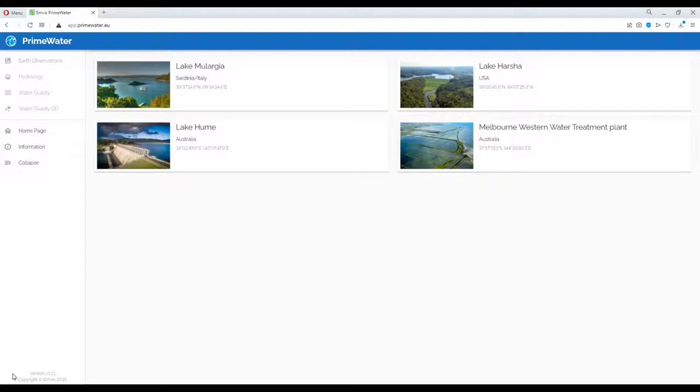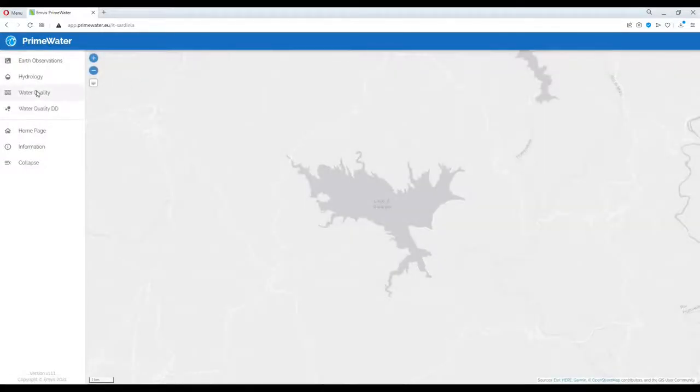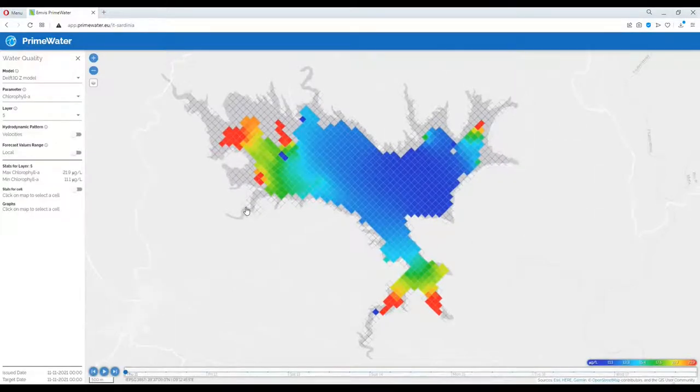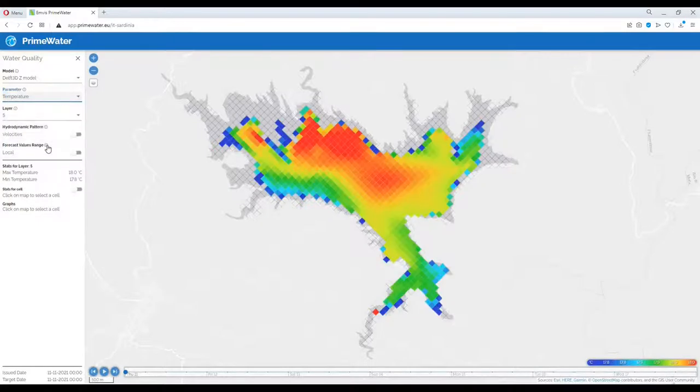Moving further down the modeling chain, we have reservoir water quality forecasting provided by ENVIS. This is the Mularia reservoir in Sardinia, where we have used the Delft3D suite to set up a three-dimensional hydrodynamic model coupled to an ecological model. The hydrodynamic model is forced with meteorological and hydrological input and provides us the circulation pattern inside the reservoir and water temperature for the next 7 days.